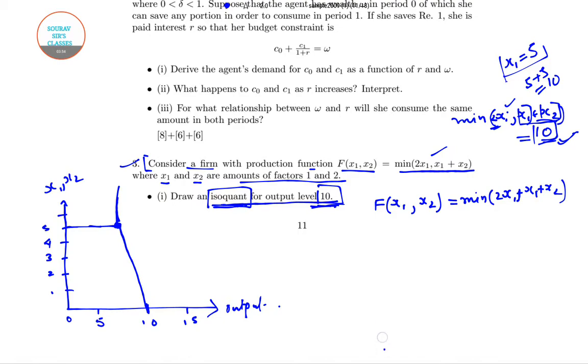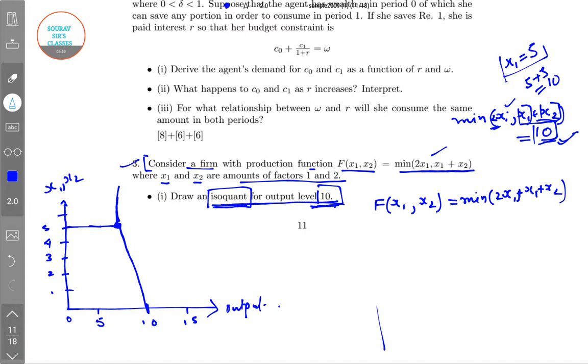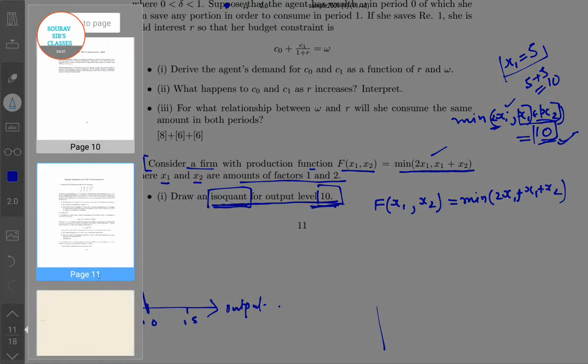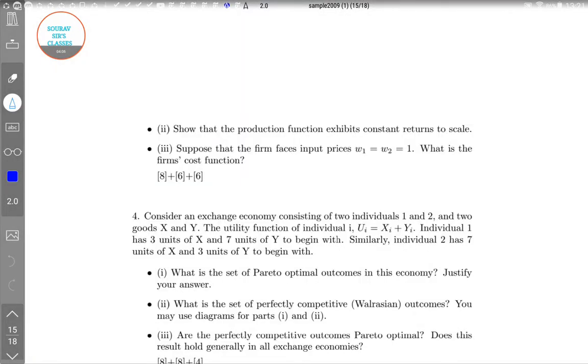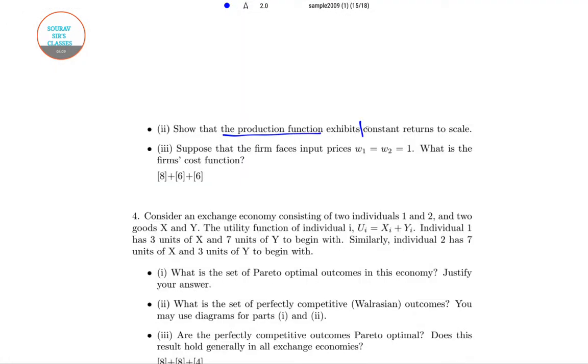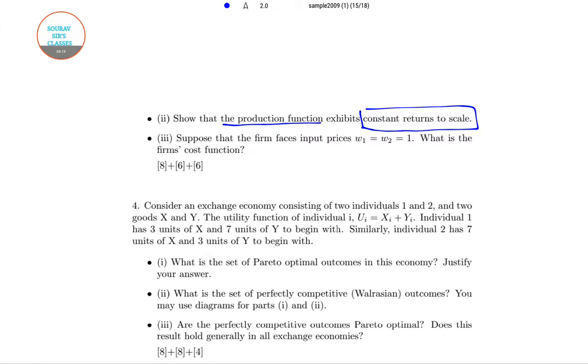Now we'll simply go to the next part of this question. In the next part, we have to show that the production function exhibits constant returns to scale. It is given in the question that the minimum of 2x1, x1 plus x2. So we have to show that the production function exhibits CRS. How do we do it?